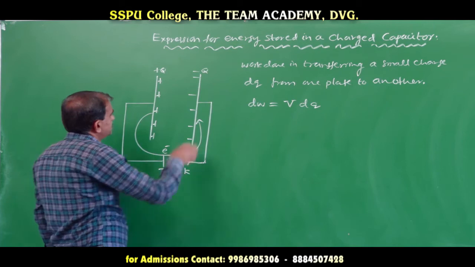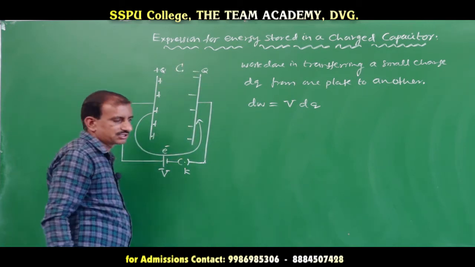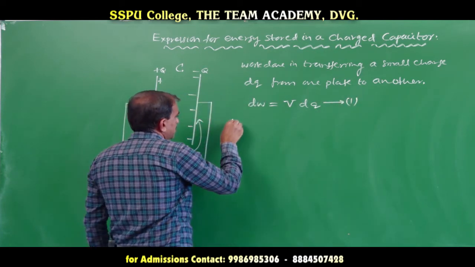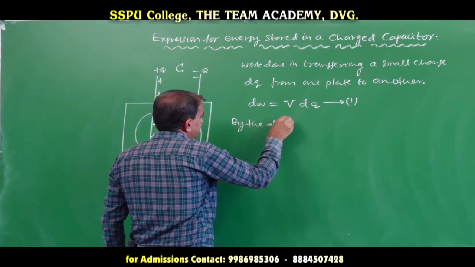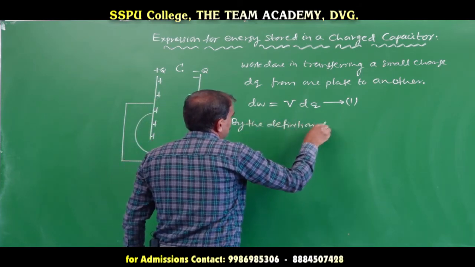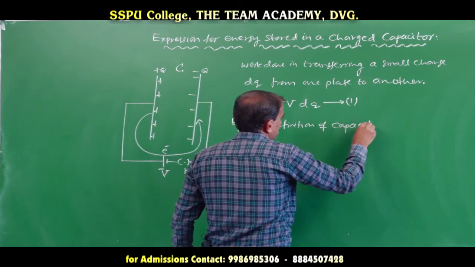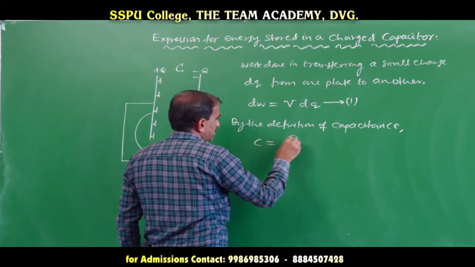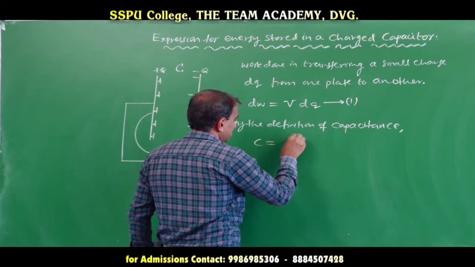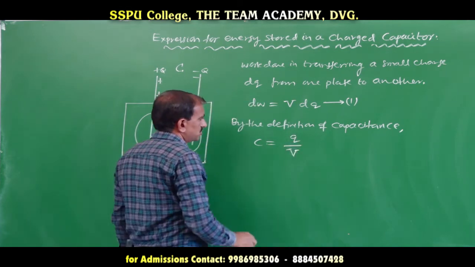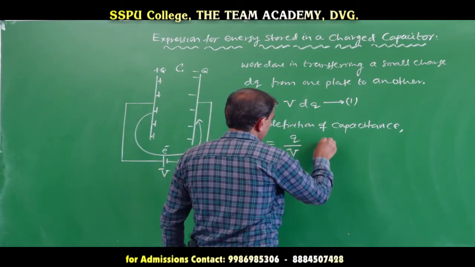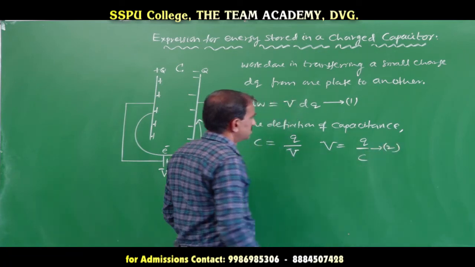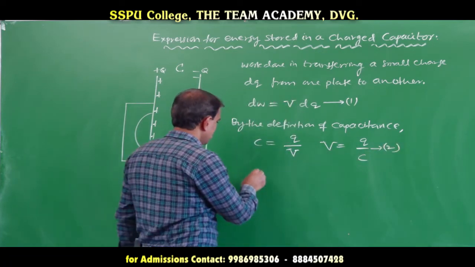Let C be the capacitance of the capacitor. Call this equation number 1. Now by the definition of capacitance, C is equal to Q by V. So therefore V is equal to Q by C. Call this equation number 2. Now substitute this value of V in equation 1.